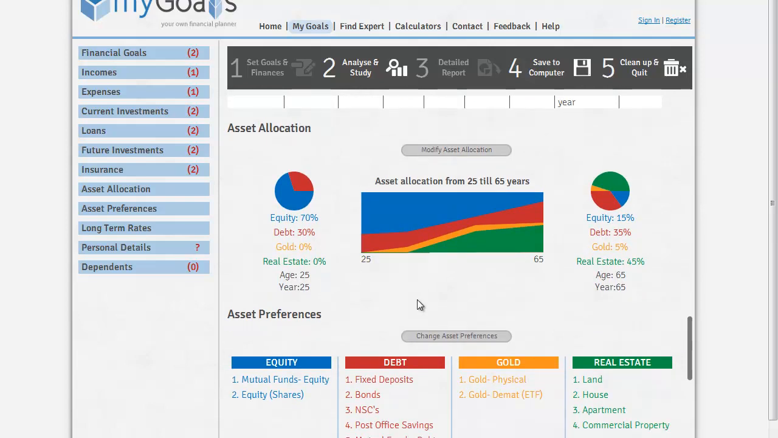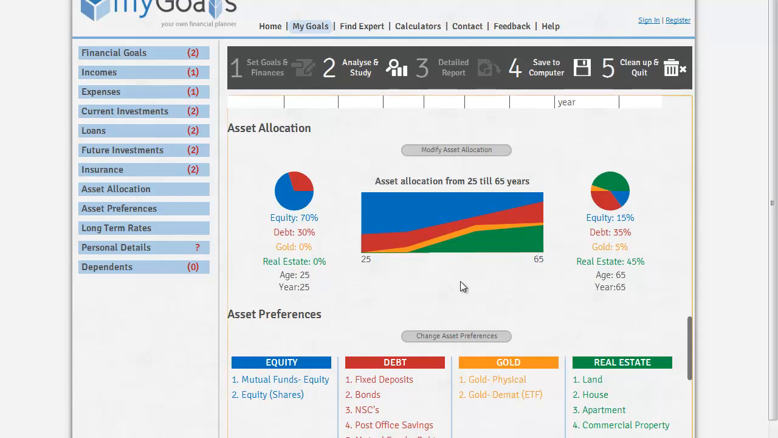So if you remember, we had added 2 points, one at age 35 and the other at age 50, and that has resulted in this pattern for you. So you can very quickly see that in the initial years around age 25 you have a big proportion of your savings going into equity, and as you progress down the line you are reducing your equity exposure and having a major portion of your savings and investments in other asset classes.